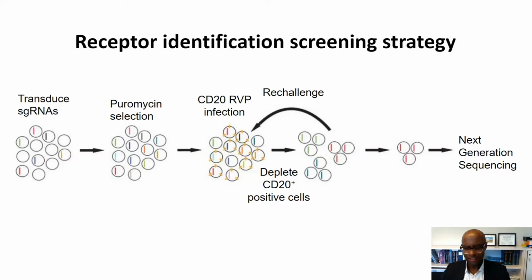And so we first validated the screen using viruses that had known cellular receptors, including Lassa virus, which is an arenavirus, and Lujo virus, which is another arenavirus. And so we were quite confident that this approach could yield very robust results.